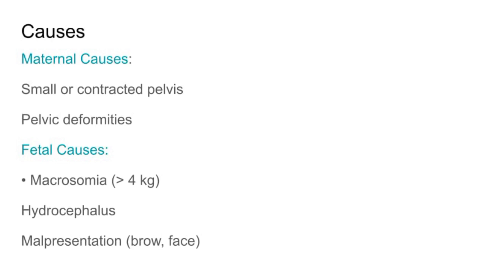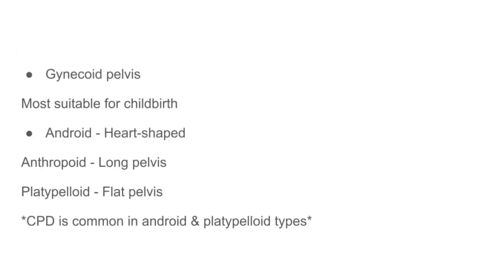Moving to the types of pelvis. Usually women have gynecoid pelvis. It helps our labor. Then next one is android pelvis, that is heart-shaped pelvis. Next one, anthropoid pelvis, that is long pelvis. Then the fourth one is platypelloid pelvis, that is flat-shaped pelvis. Usually the android and platypelloid pelvis cause CPD.